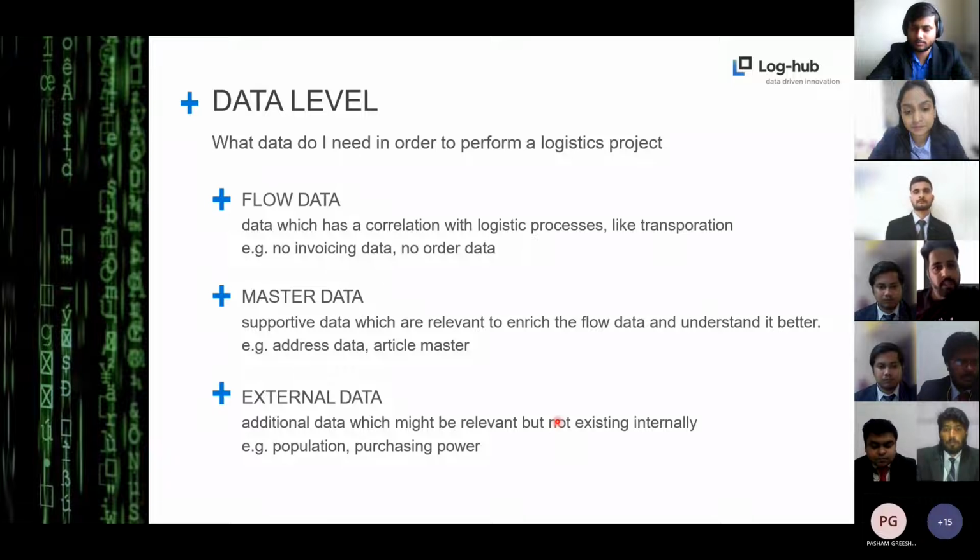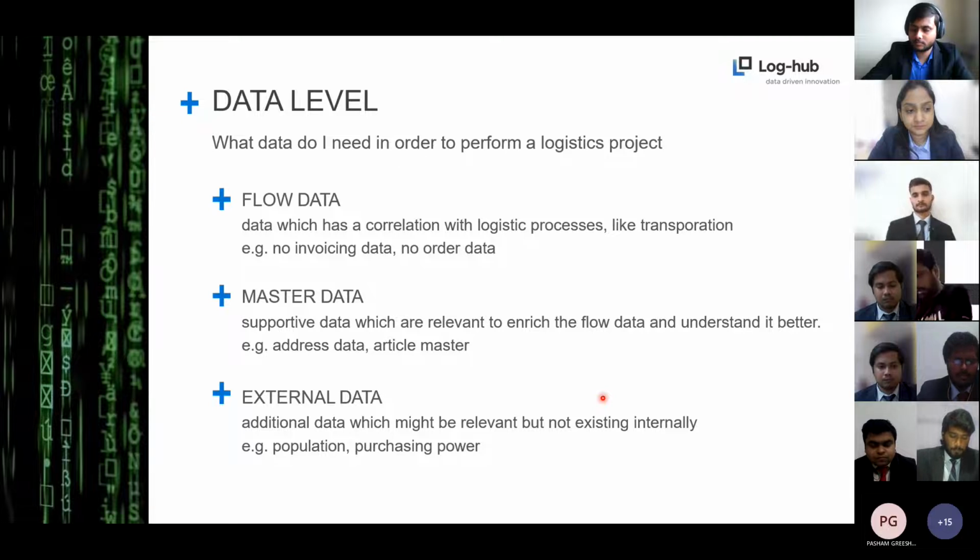In any network design study, you need three kinds of data. You need the flow data, where the cargo is flowing from. You need master data. What kind of locations do you have? And then you would need the external data. So additional data, which would not be available internally.